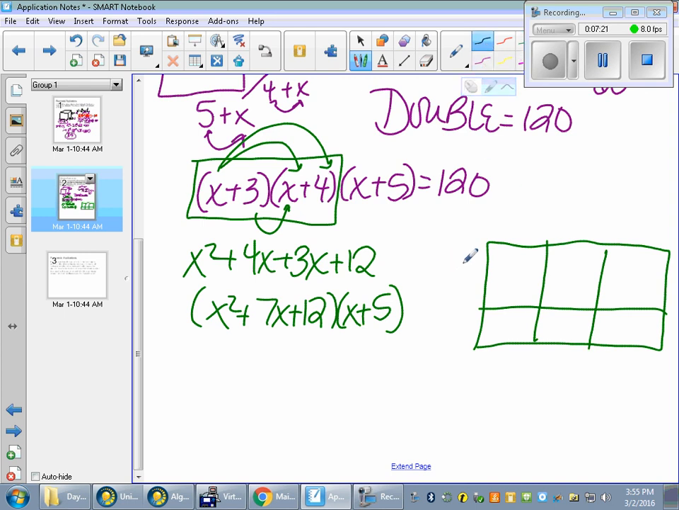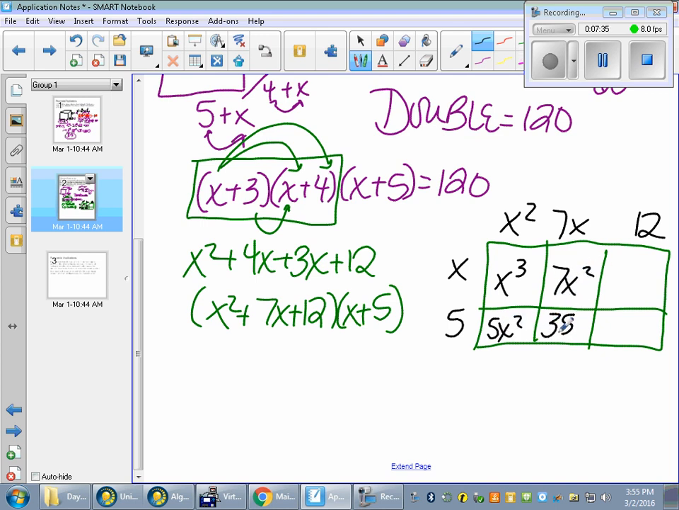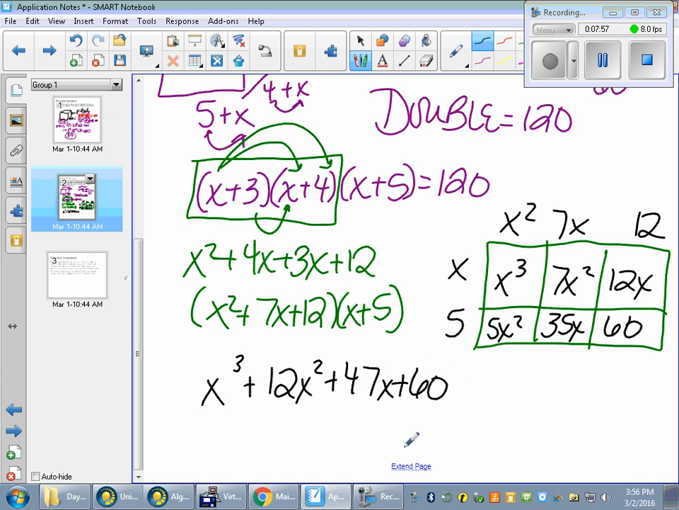Alright, so I'm going to multiply by x plus 5, what I found from the first time I multiplied: x cubed, 5x squared, 7x squared, 35x, 12x, and 60. So that when I combine all my like terms, I get x cubed plus 12x squared plus 47x plus 60. And then I'm going to be subtracting 120 because I want to set it equal to 0.